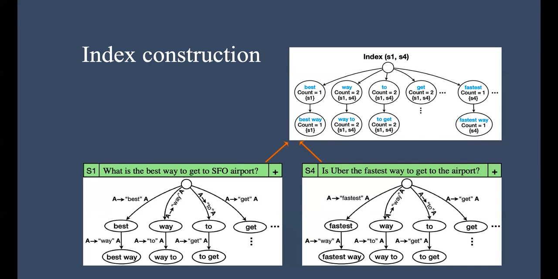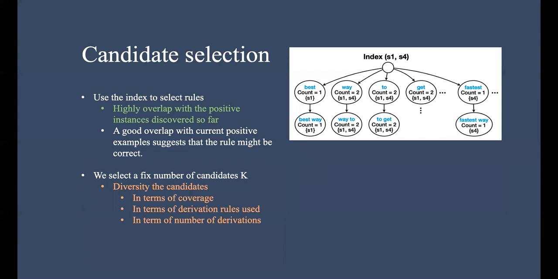All right, so let's move on to the other parts, which might be more interesting than building the index for doing these computations fast. So once we have the index, then we go to the process of candidate selection. In this case, we want to find rules that have a good overlap with the set of positive instances we have in each stage of this iterative process. The intuition here is that if we find a rule that has some overlap with the positive set of examples that we have, then there is a chance that that rule would also yield more positive instances for us. So we go for overlap with the current positive set using the index that we have.